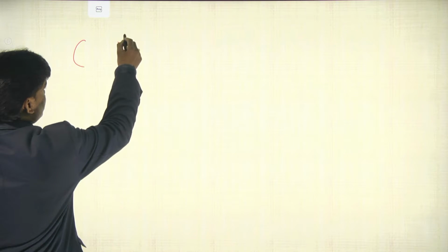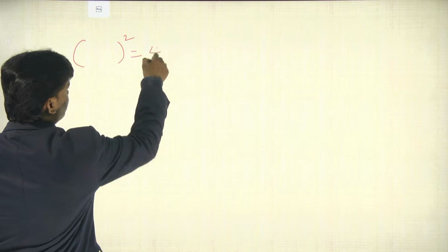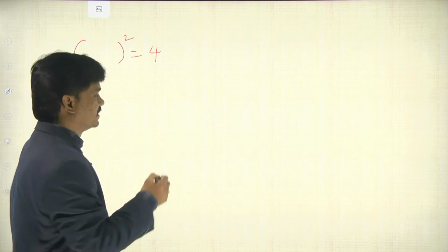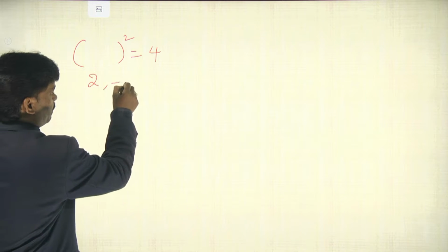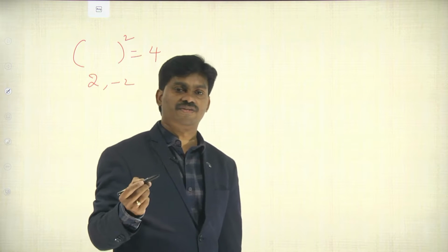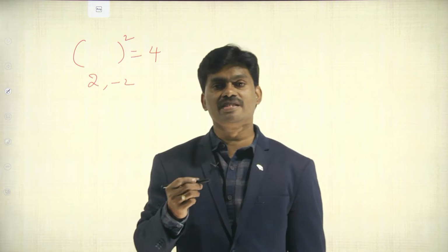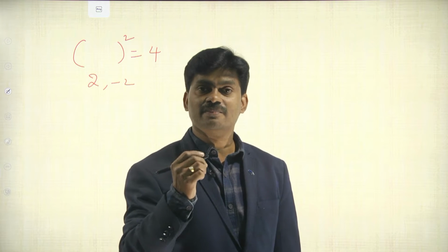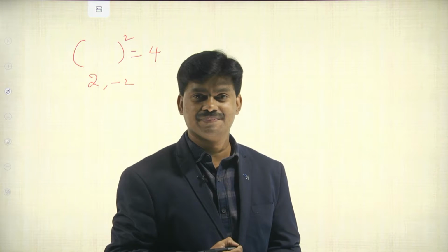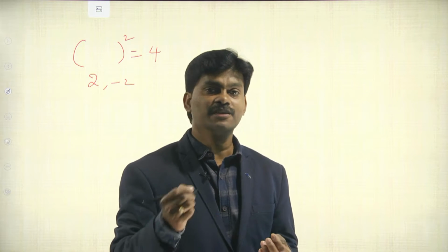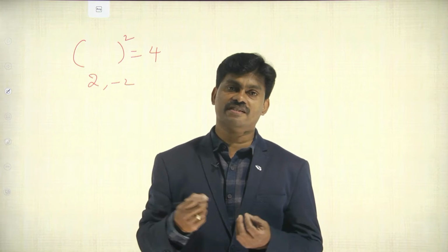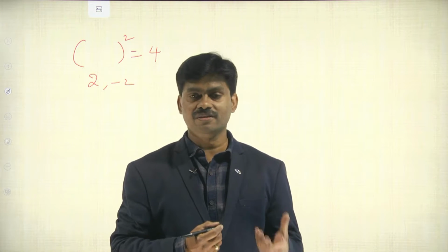Before I answer the question, I'd like to put one more question to you. Which number squared gives you 4? Yes, 2 or minus 2. So 2 squared is 4, minus 2 squared is also 4. Which number squared gives 9? 3 or minus 3. Which number squared gives 5? Yes, root 5 or minus root 5. Root 5 squared is 5, minus root 5 squared is also 5.